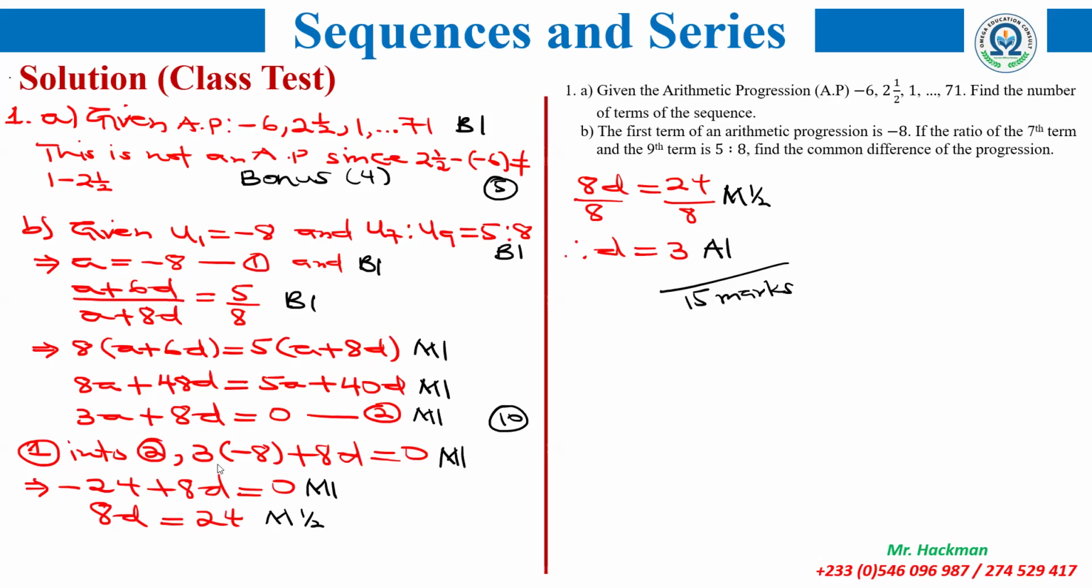Then you come and simplify this. You solve for your D. So you move this one to the side, then you write it again before you divide. Don't forget this. And in this case, your common difference D would be equal to 3. So the total marks for B will be 10, plus the 5 here, making the total of 15. Any questions at this point?